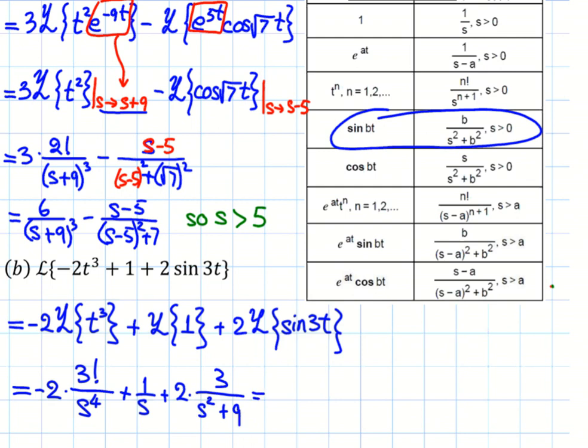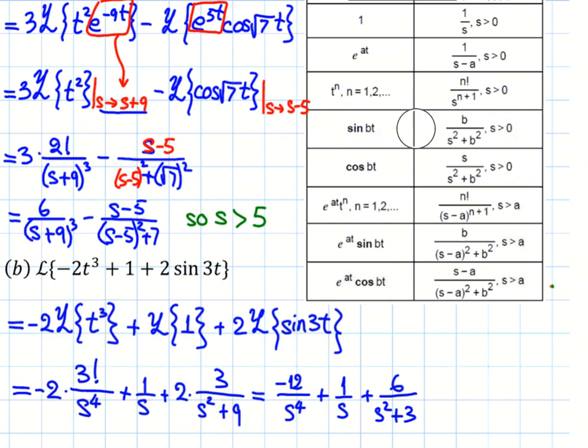So we should have 3 factorial is 6, so that's -12 over s to the 4th power plus 1 over s plus 6 over s squared plus 9. And we need all of that s greater than 0 to make sense, so that it would be defined. So s is greater than 0. And that's what we have.